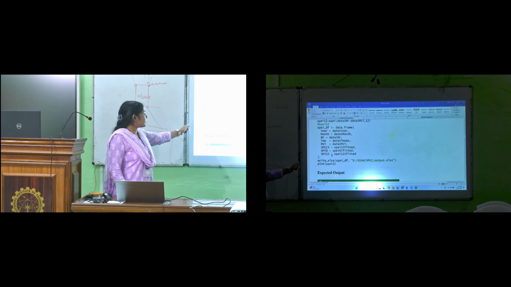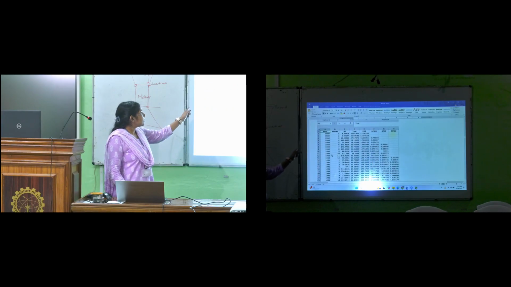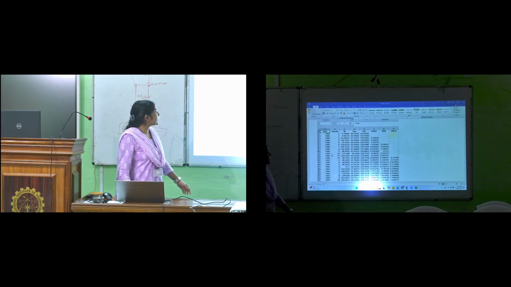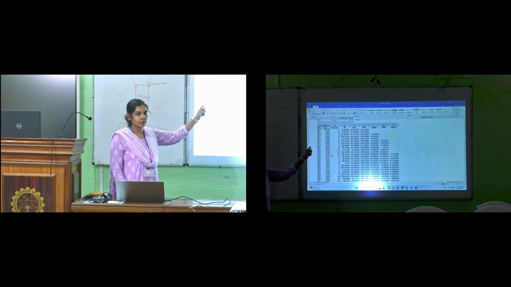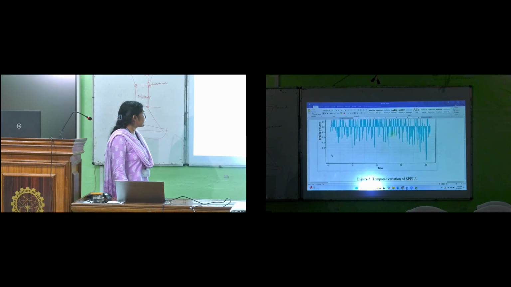So you can plot SPEI 3 also using the same function. This is the expected output. We will get year, month, rainfall, temperature, potential evapotranspiration. We can get the potential evapotranspiration also using that Thornthwaite equation. Then SPEI 3, SPEI 6 and SPEI 12. That is not SPI, SPEI. So this is the plot of SPEI.